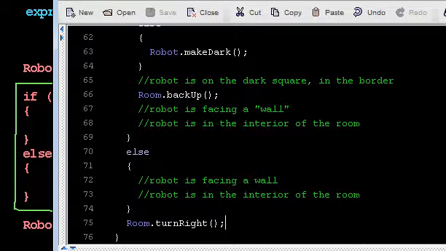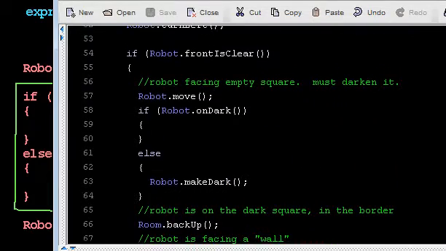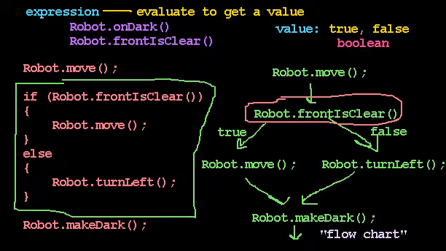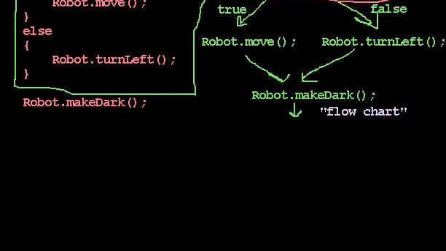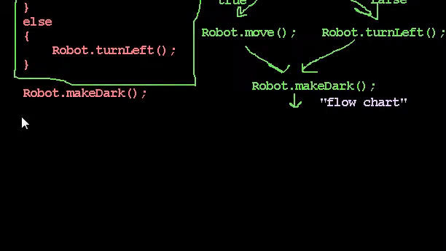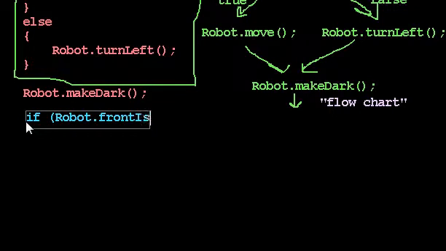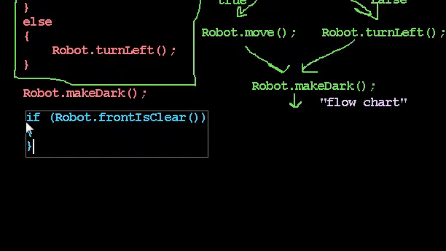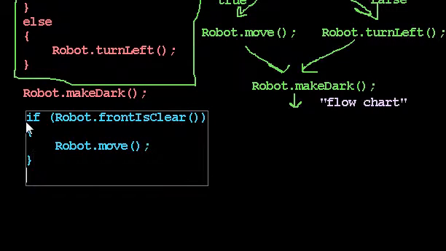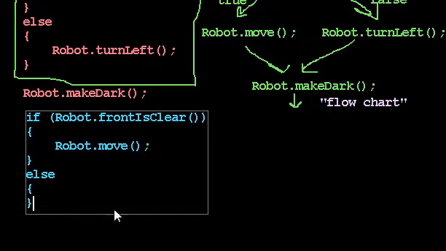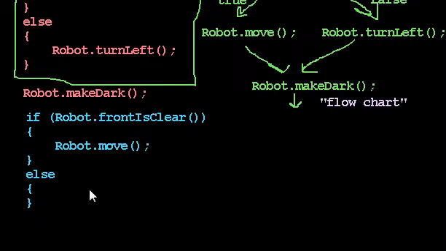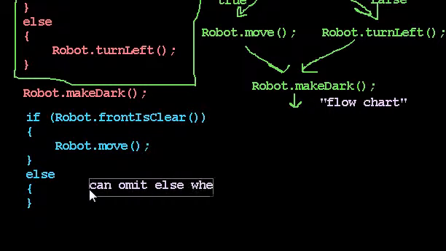So we can actually clean this code up quite a bit. And to do that, I need to teach you a couple things. One is one shortcut in Java, and you don't really need to know these shortcuts, but this is one that will make your code a whole lot cleaner. If we had to write something like, if the front is clear, then robot move, and otherwise do nothing. When we find ourselves writing an if where there's nothing in the else, then we actually can omit the else. So let's write that. Can omit else when empty.